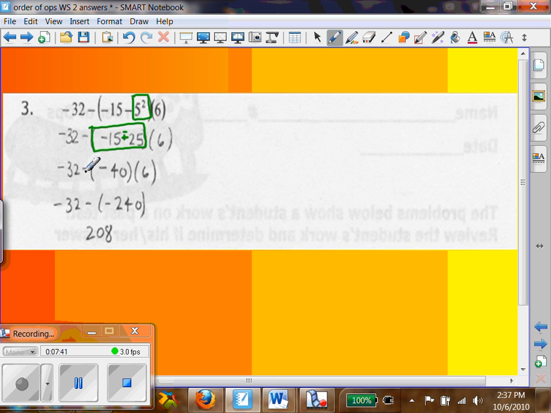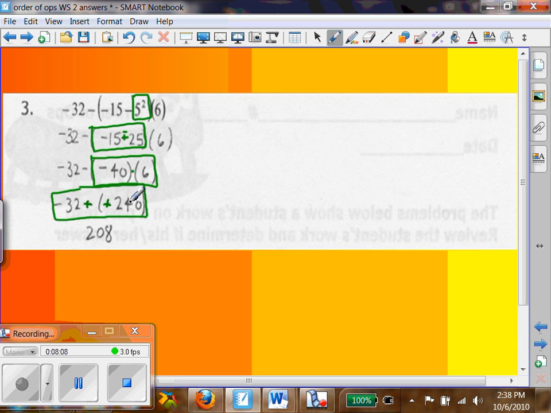Then between subtraction and multiplication, which is right here, I'm going to multiply. A negative 40 times a positive 6 is negative 240. That's correct. Bring down your negative 32. And now the last step, I have negative 32 minus a negative 240. So that means I have to add the opposite. So this is negative 32 plus 240.